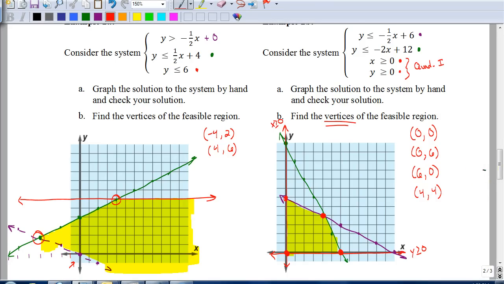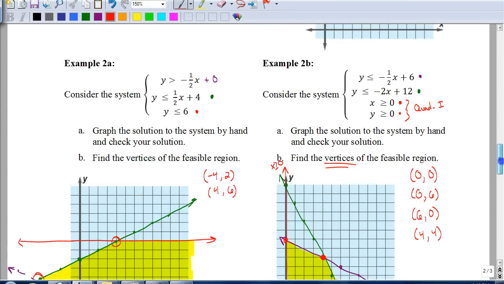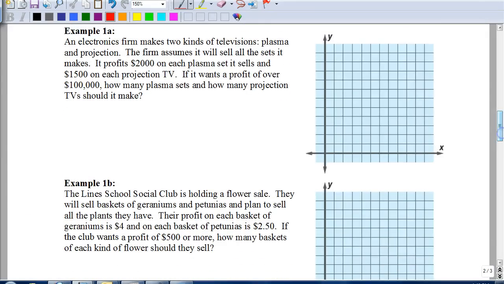Okay, so I think you get the general idea here for the first part of this video. In the second part of the video, we're going to look at a couple of story problems and see how inequalities will affect our story problems. So go ahead and watch that next video so you know how to work these problems out.